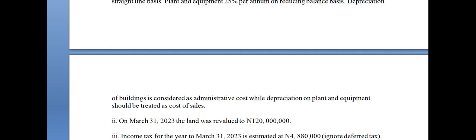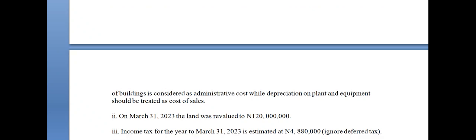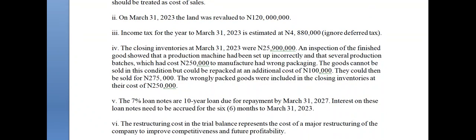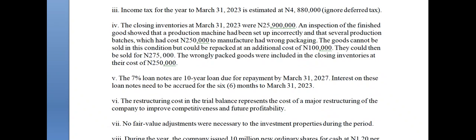I think we are done with our depreciation. Land was revalued. Okay. Income tax. The closing inventory was 25,900.